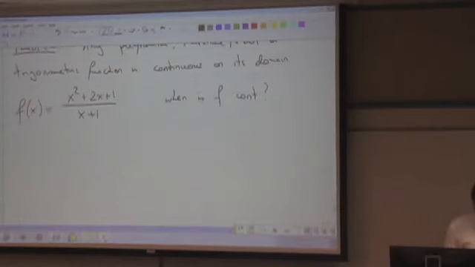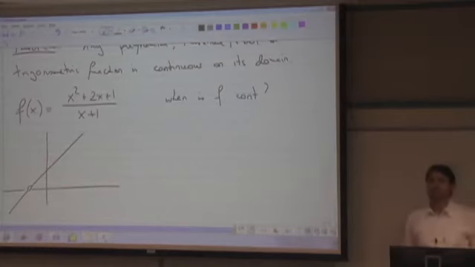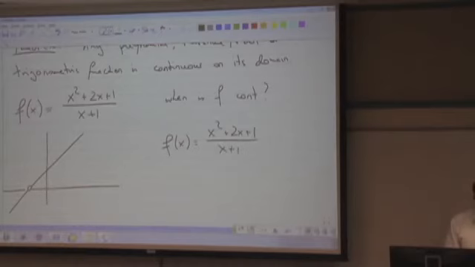If you want a picture, your function looks like that. Keep in mind, f of x equals x squared plus 2x plus 1 divided by x plus 1, which equals x plus 1 quantity squared over x plus 1, which equals x plus 1 as long as x is not equal to -1. Does that make sense?